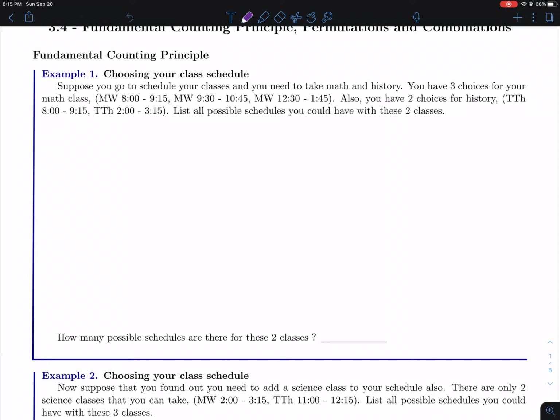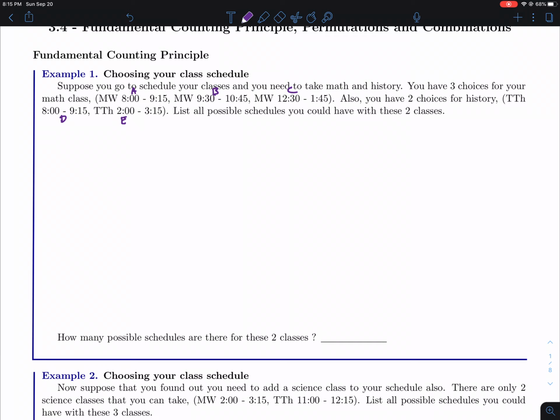So I'm going to label these a little bit so I don't have to write as much down. I'm going to call the math Monday, Wednesday, 8 o'clock A, this one B, this one C, and then I'll call this one D and this one E for the history classes. And what we're going to do, like we did with that multiplication problem in the last section, is make a tree diagram.